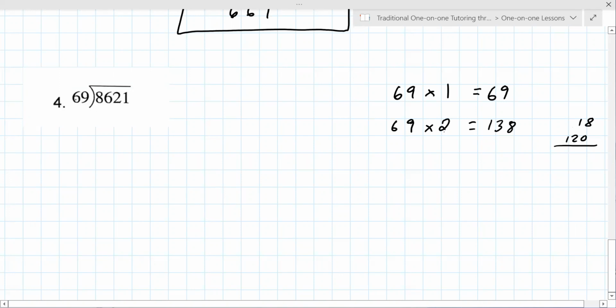So we know that 69 goes into 86 somewhere between 1 and 2. So we're going to put a 1 in that position. Is that clear? Yeah. Okay? Great. 1 times 69 is 69.